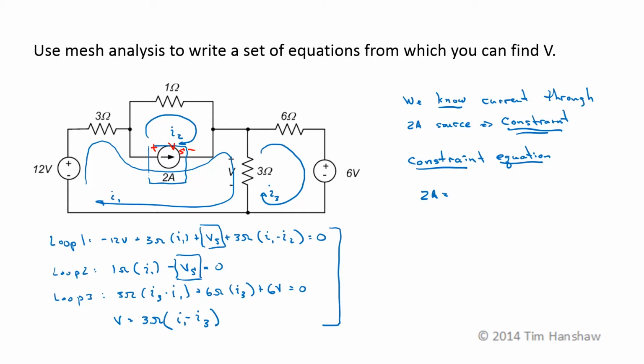So I1 is in the same direction as 2 amps, so 2 amps is equal to I1 minus I2 since it's going in the opposite direction. That gives us our 5th equation in 5 unknowns. We can solve those equations for V.